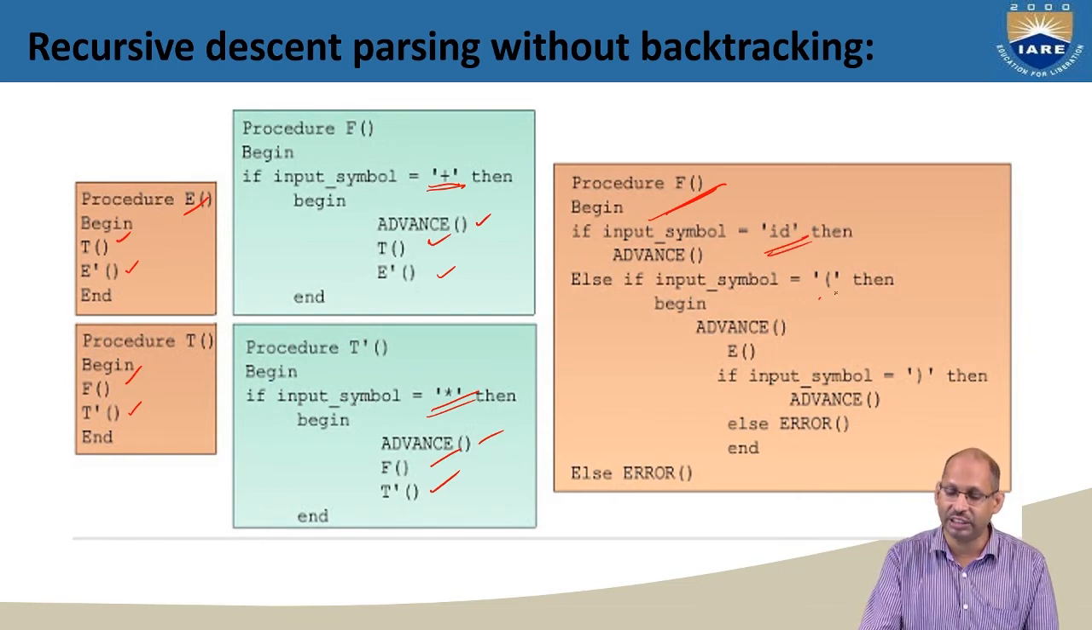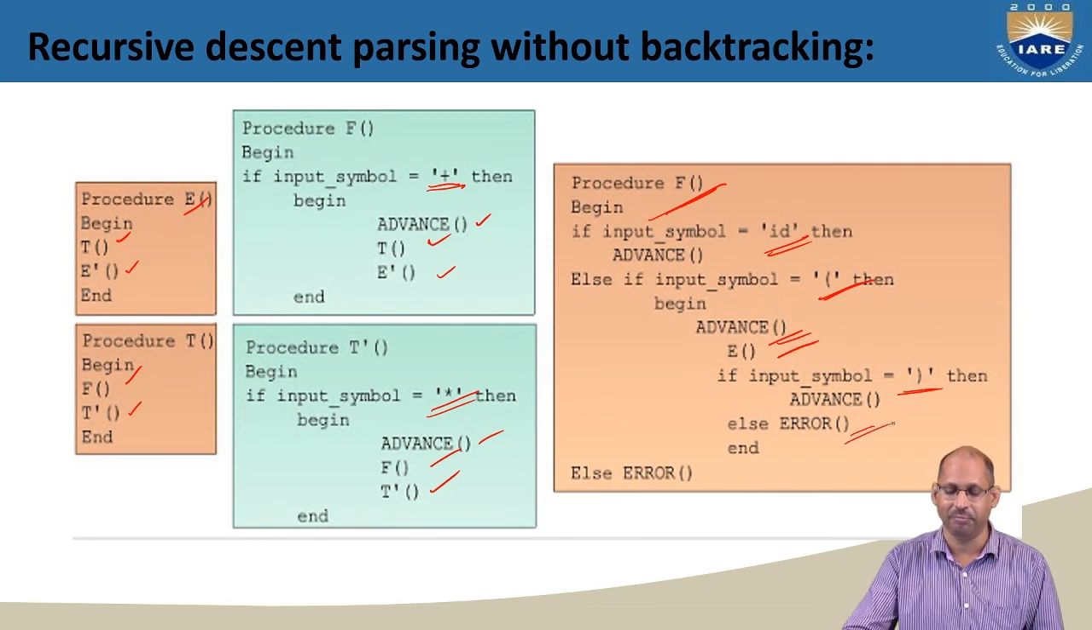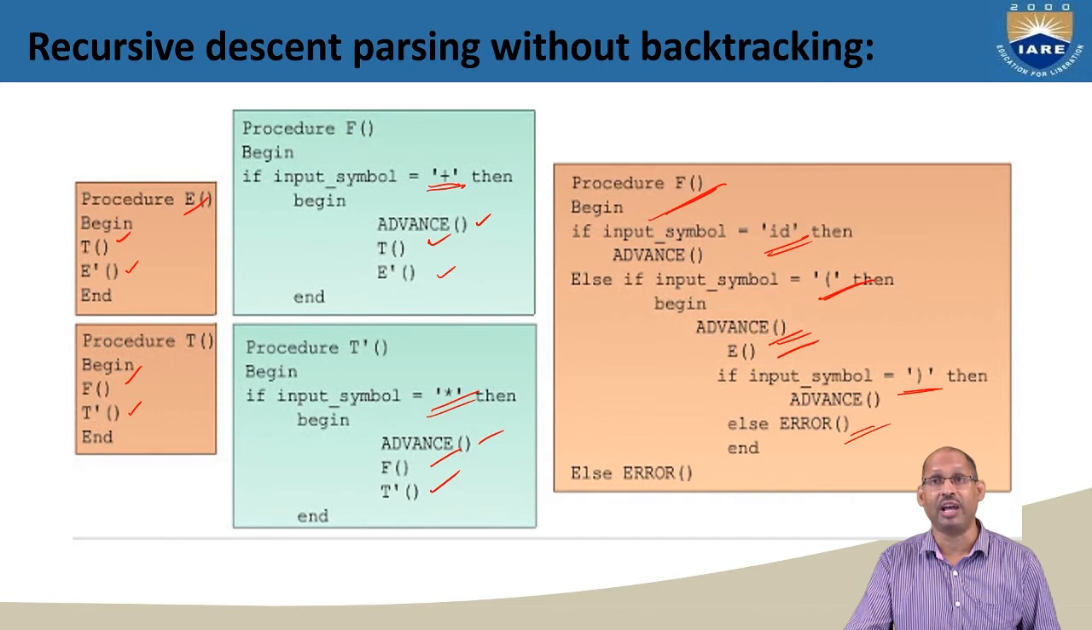Else if it matches with the parentheses, then advance, then call the E function. Then if it returns true, then it will check whether it matches with the right parenthesis. Else, it simply generates the error message. So for each non-terminal, we are writing the respective procedures, and our execution will start with our root function, that is procedure E.